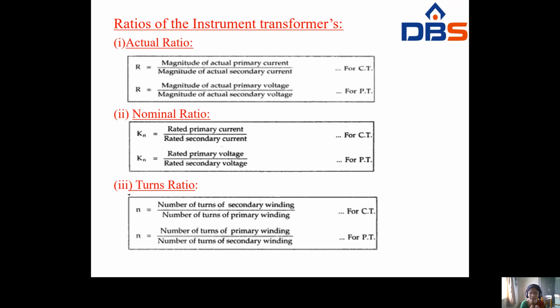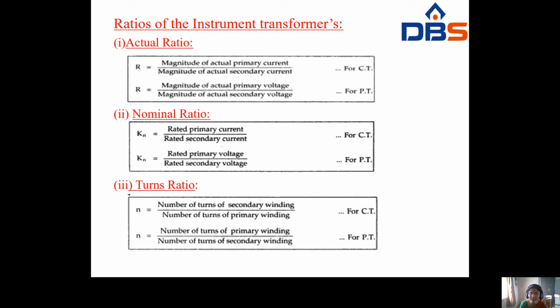So first, you have to take the ratios of instrument transformers: the actual ratio for CT and for PT, that is, current transformers and potential transformers. The actual ratio is denoted with the symbol R. So R is equal to the magnitude of actual primary current divided by the magnitude of actual secondary current. The ratio of the magnitude of the actual primary current to the actual secondary current is defined as the actual ratio.